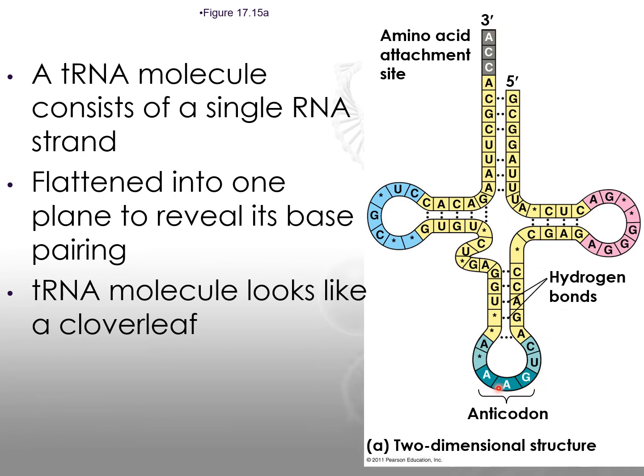On the opposite end is a loop containing the anticodon. This anticodon is read in this way, AAG. It binds to the codon in the messenger RNA, which would be CUU. You can see they obey Chargaff's rule and the hydrogen bonding rules, where adenine binds to thymine, or uracil, and guanine binds to cytosine.